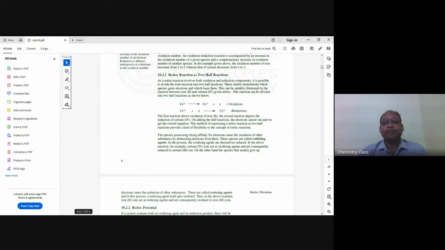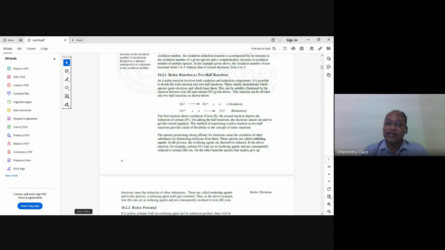Now here, if you write the reaction Fe2+ plus Se4+ gives rise to Fe3+ plus Se3+, both sides have the same electrons. So that means the net reaction is possible. Here Fe2+ undergoes oxidation. Due to whom? Due to Se4+. Se4+ takes the initiative to release 1 electron from that Fe2+, and then on the product side Fe3+ forms.